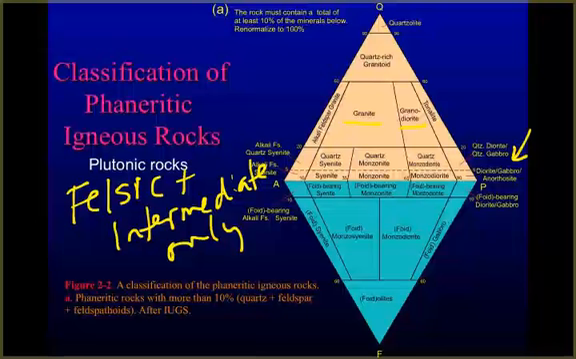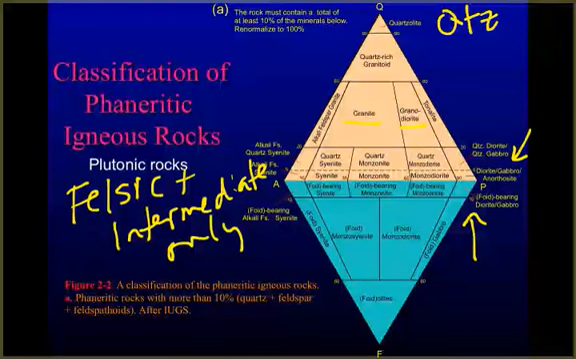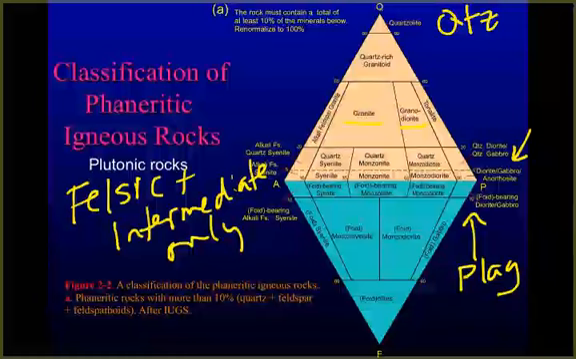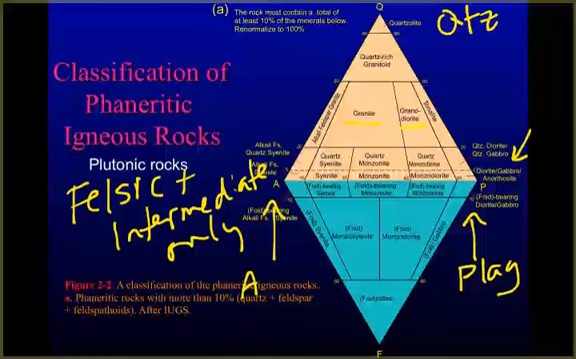But you name those rocks only using quartz. That's what the Q up the top of that diagram is. The P is for plagioclase, and the A is for the alkali feldspars.